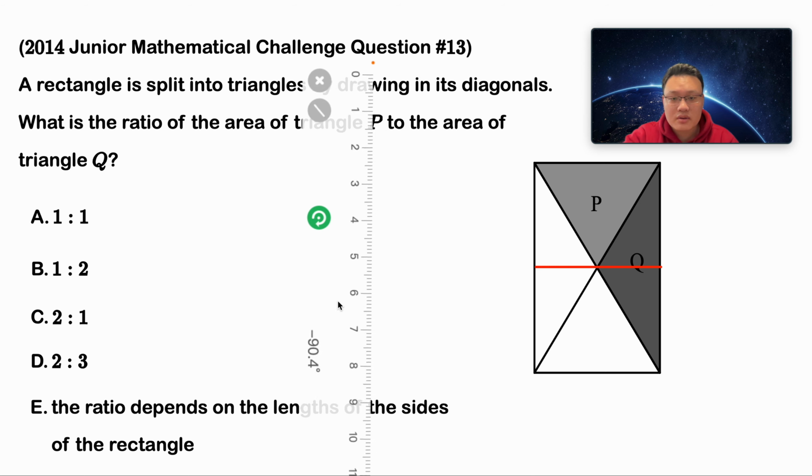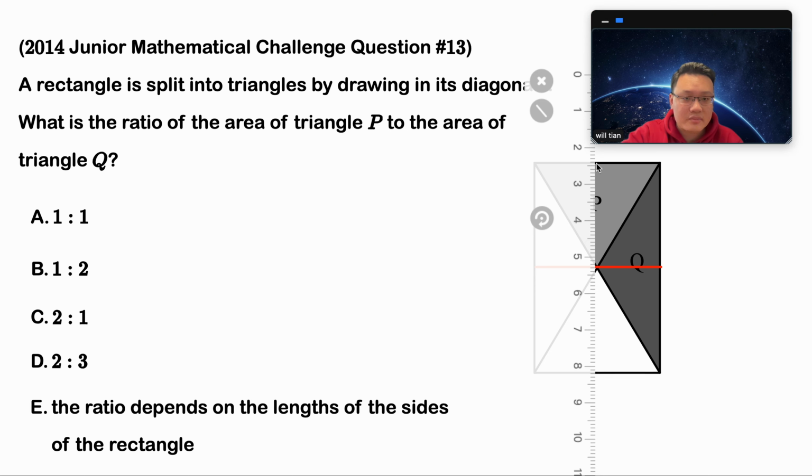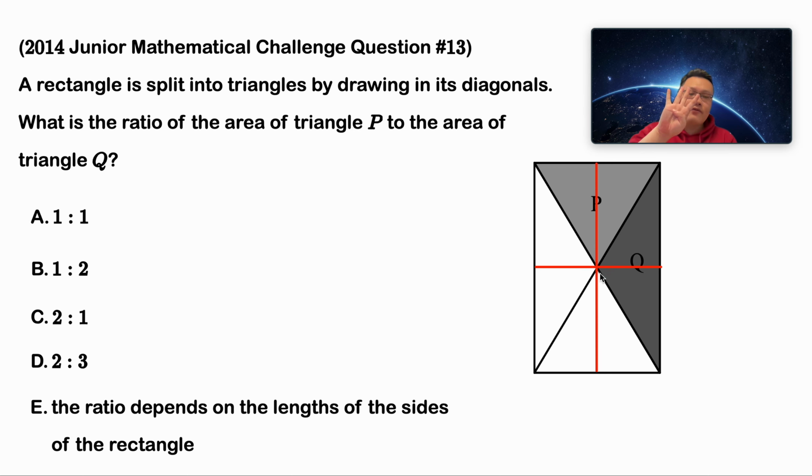Okay. So let me do it vertically. It's 90 degrees. Okay, perfect. And now let's add this line over here. That's it. Now guys, you will see that we just cut this rectangle into four equal smaller rectangles.